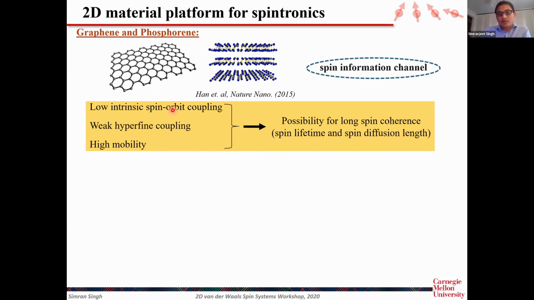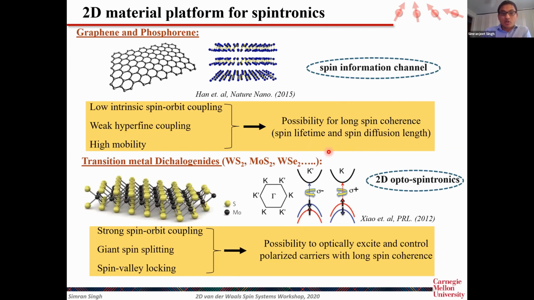Now, since the start of this 2D field with the discovery of graphene, we knew that graphene is an excellent spin channel material, particularly because you have long spin coherence in terms of spin lifetime and spin diffusion length. Then we came across the transition metal dichalcogenides, where you have giant spin splitting, spin valley locking, and strong spin orbit coupling, which allowed us to probe optical excitation of spin polarized carriers in these materials, right?